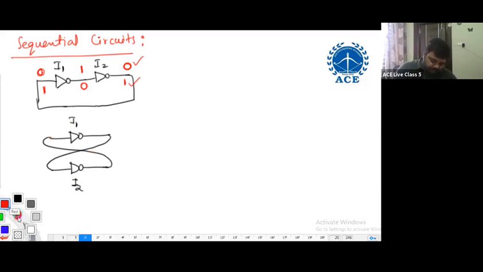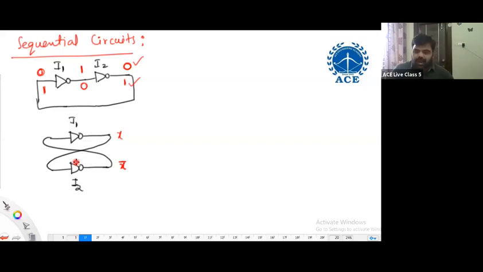For example, if it is X here, it must be X bar there. What do you mean by it? If X is 0, X bar is 1. If X is 1, X bar is 0. So these two must always be complementary. To work as a bistable, in this circuit these two must always be complementary. So what are the problems in this? All these we will understand later.